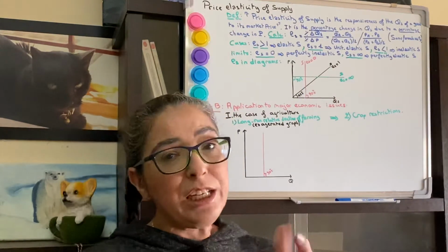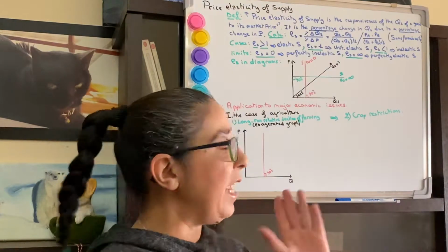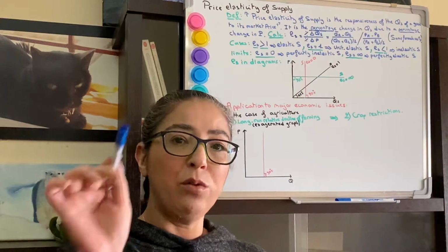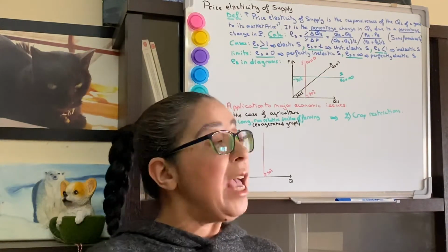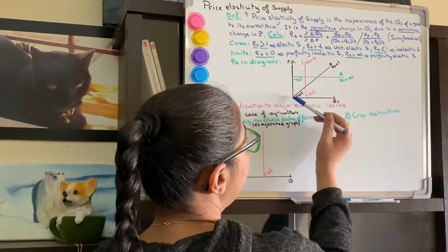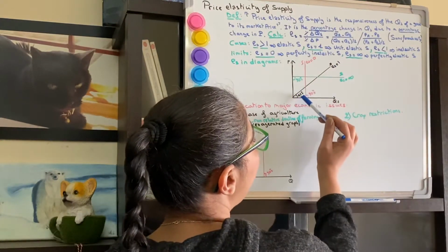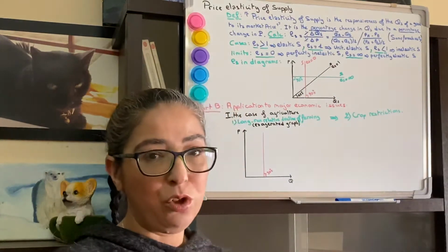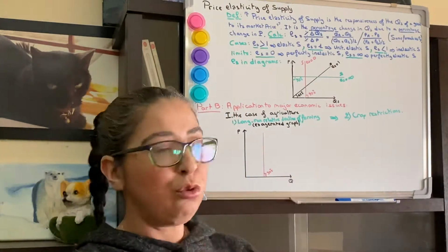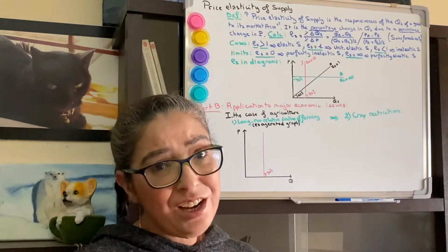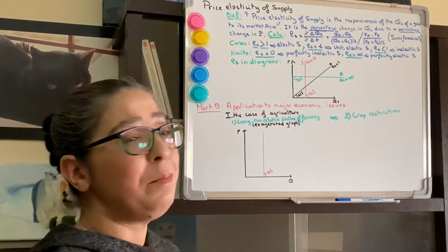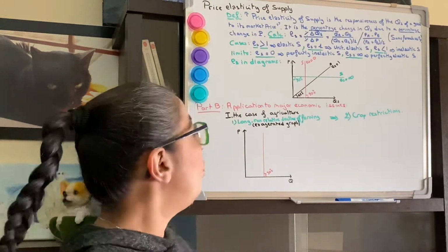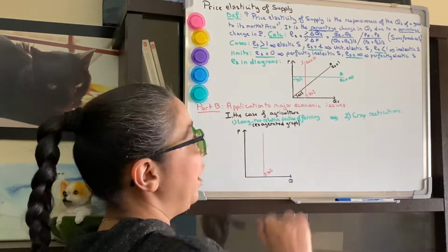The only difference between the demand and the supply in this case is unit elasticity. In the demand, unit elasticity is found around the midpoint. In the supply, it's actually the supply that goes through the 45 degrees line. So ES is equal to 1 when it divides your graph into 2 equal parts. Clear? It's exactly the same as demand except for this one. Now I'll move on to applications to major economic issues.